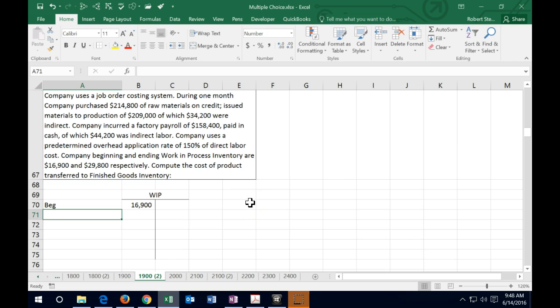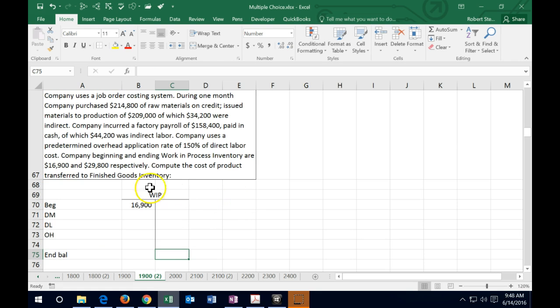Well, work in process includes the direct materials. It includes the direct labor. And it includes the factory overhead. So those are the things we're looking for. Once we get those things, then we know that we have an ending balance here, and they already gave us that.